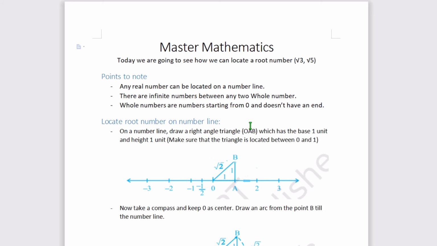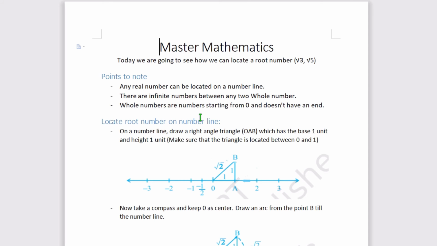Whole numbers don't have an end, they start from 0 and don't have an end. It's infinite, okay. So there will be infinite numbers between two whole numbers. That is, take 1 and 2, you have infinite numbers between them. That's not our topic today, just these are the points to note before we enter the topic. So let's see how we can locate a root number on a number line.